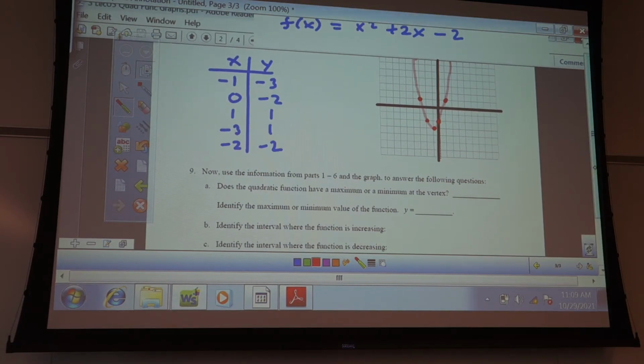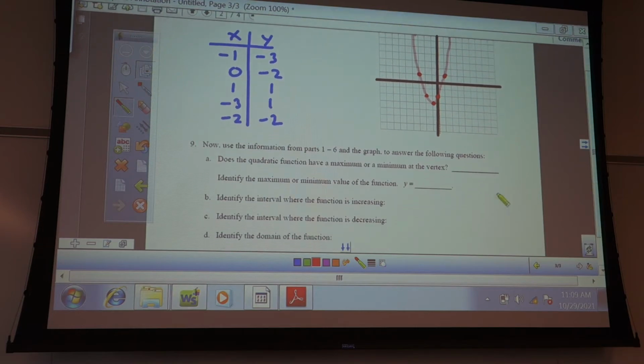Now, A: does a function have a maximum or minimum at the vertex? So which one's the vertex? I'm going to circle the vertex. Circle your vertex. I need to see your pencil moving so that you actually circled it. There are 5 points. Circle the one that's the vertex. Okay, so the vertex is the one where it turns around. That's the vertex.